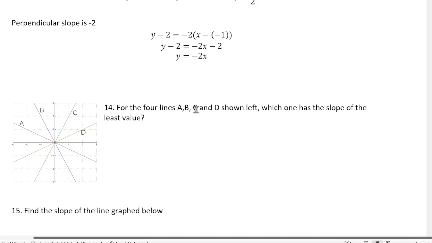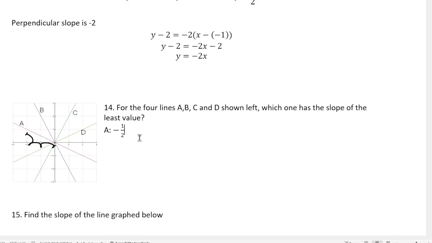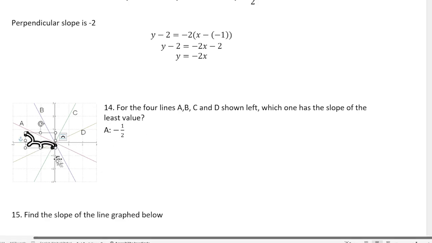For the 4 lines A, B, C, and D shown at left, which one has the slope of the least value? Okay, so let's look at the slopes. Remember, the slope is rise over run, right? So you just have to pick two points and think about rise over run. Here, to go from this point to this point, you have to go 1 down, then you go 2 steps right. So the rise is negative 1, and run is 2. So that's the slope. Now you just have to do this for all of the other ones.